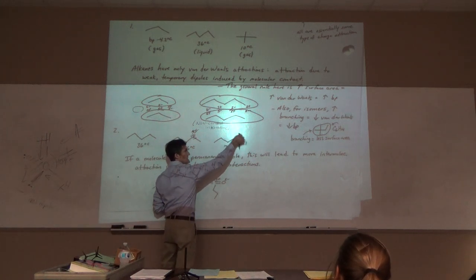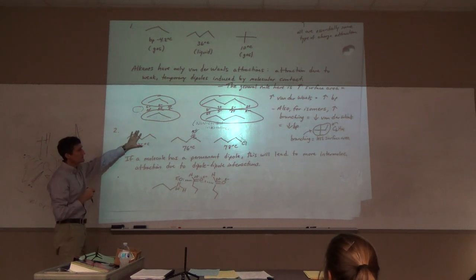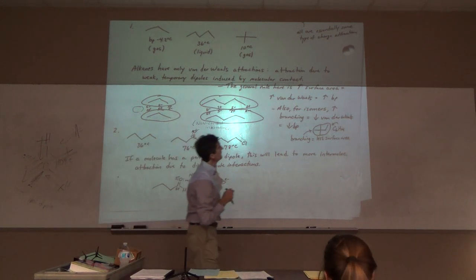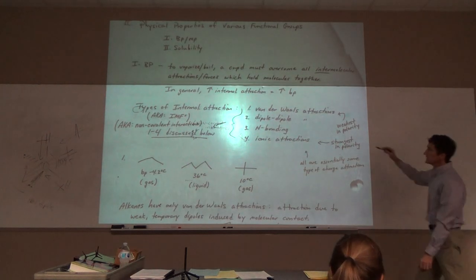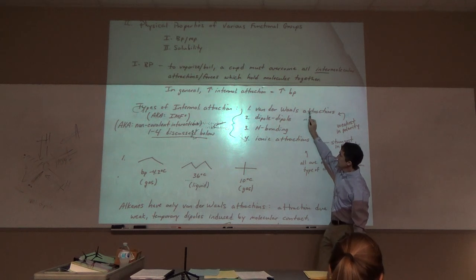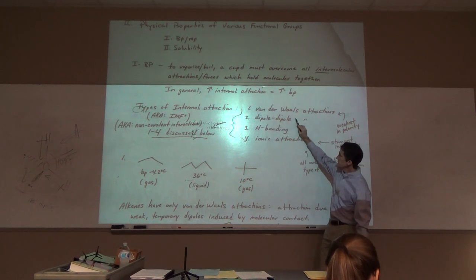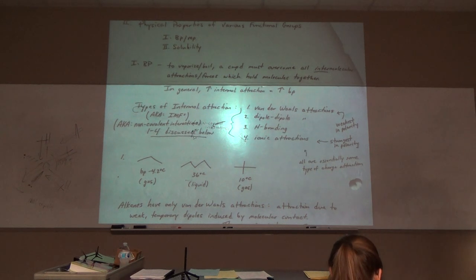This guy also has a permanent dipole. You can show the same type of thing with that. No permanent dipole here. Again, these are listed in order of strength. Induced dipole is the weakest. Dipole-dipole interactions are next. And then we can look at hydrogen bonding.